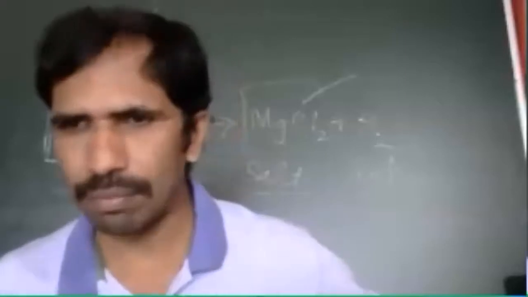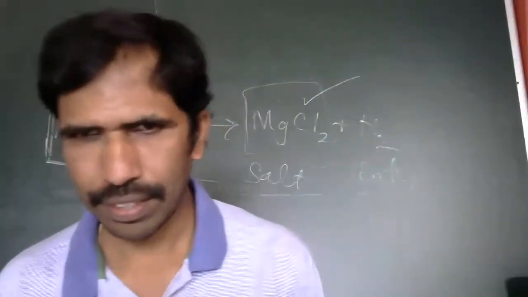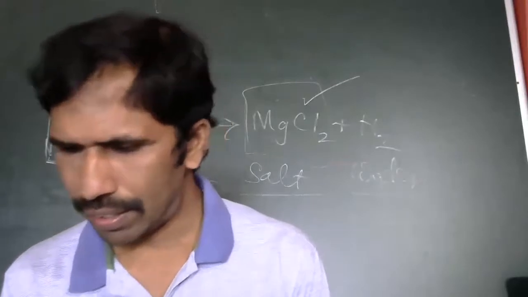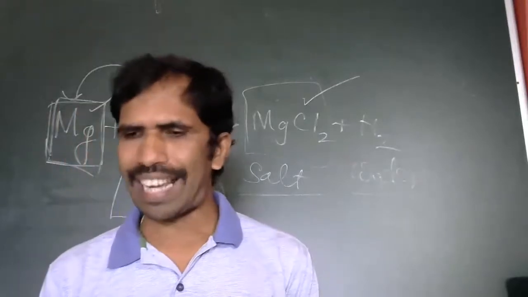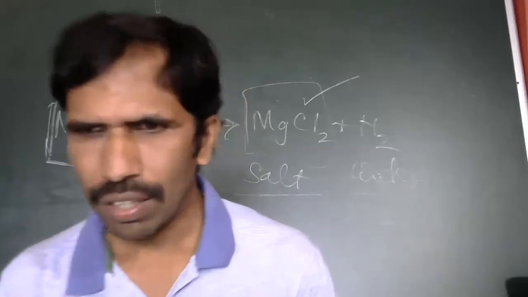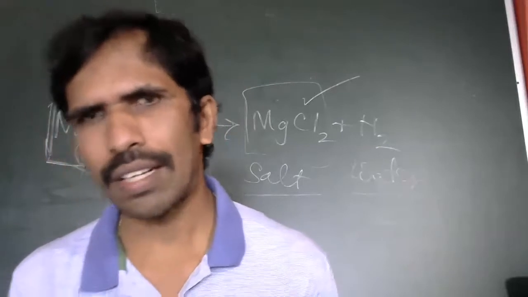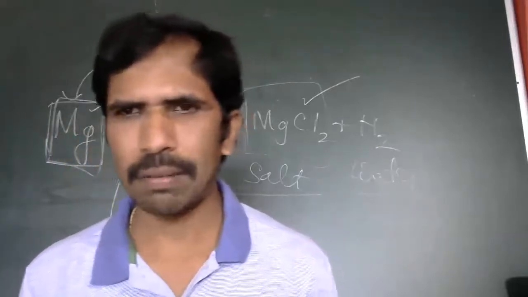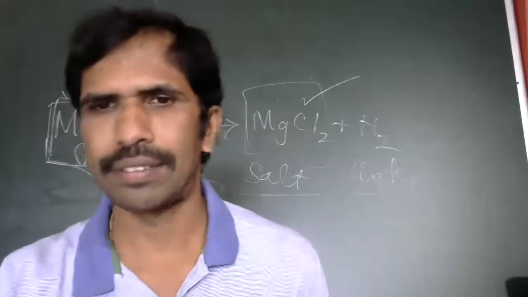Here zinc displaces the hydrogen, and hydrogen is a combustible gas and it burns with a pop sound. That is a clear-cut indication that the released gas is hydrogen. If oxygen is there, the burning of the candle would be high. So this is how acid reacts with the metal. Next, how acid reacts with metallic oxide.